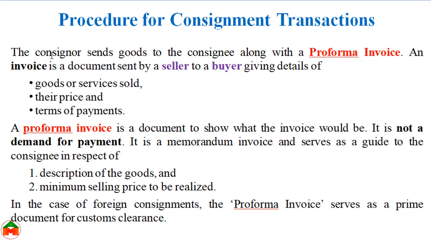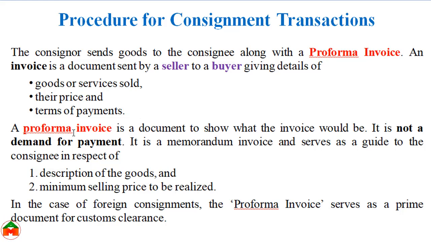Whenever the consignor, I mean the wholesaler, sends the products or goods to the consignee, I mean the agent, the consignor should prepare a pro forma invoice. It is one kind of invoice that is not like a real invoice. In the pro forma invoice, the consignor should mention the description of the goods as well as the minimum selling price to be realized.